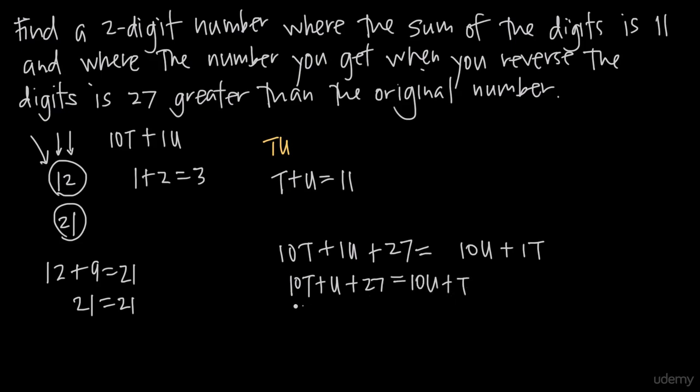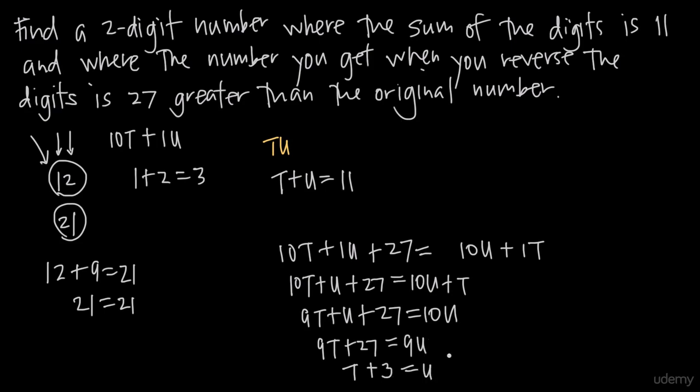If we subtract T from both sides, we're going to get 9T plus U plus 27 is equal to 10U. When we subtract 1U from both sides, we'll get 9T plus 27, because this U will go away here, is equal to 9U. Now we can divide through the entire equation by 9. 9T over 9 gives us T, 27 over 9 gives us 3, and 9U divided by 9 just gives us U. If we subtract U from both sides, we have T minus U plus 3 equals 0. And now if we subtract 3 from both sides, we get T minus U is equal to negative 3.